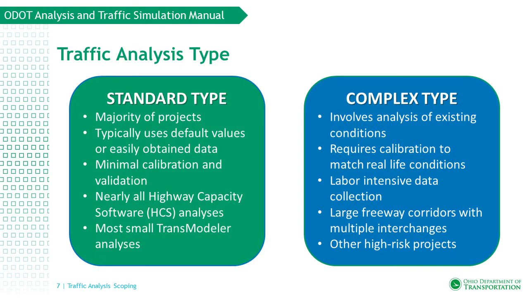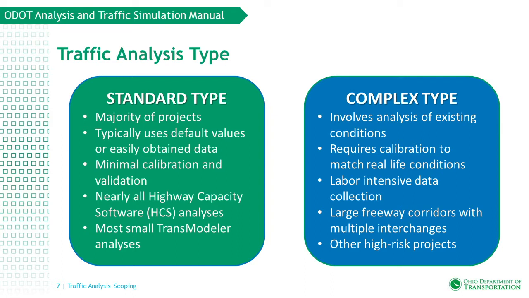There are two types of traffic analysis: standard and complex. The majority of projects will be standard type. These types of analysis use the default values from the software packages, like saturation flow rates or other easily obtained data, and have minimal calibration and validation needs. Nearly all highway capacity software, or HCS, analysis and most small TransModeler analysis will be the standard type.